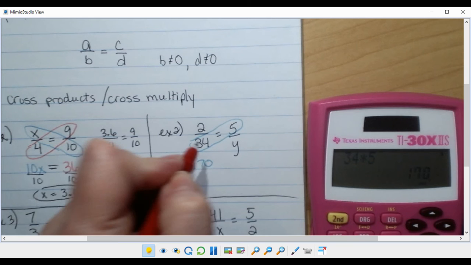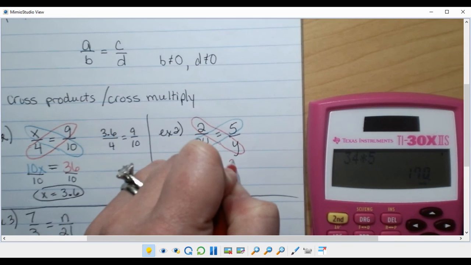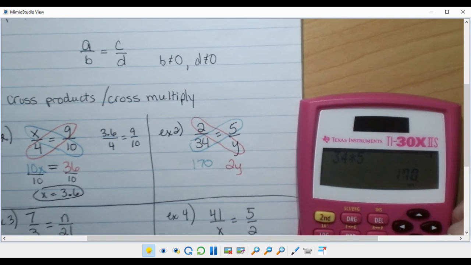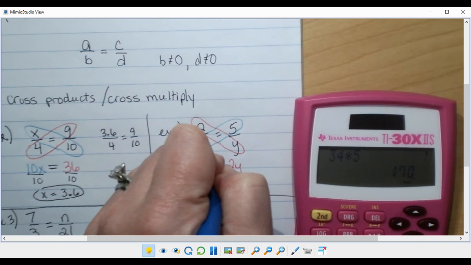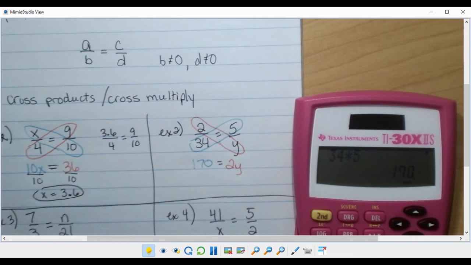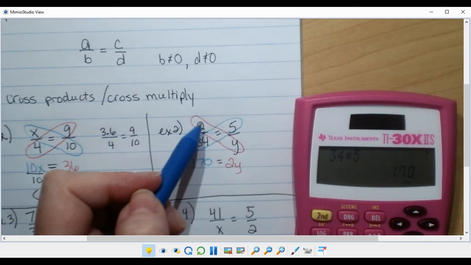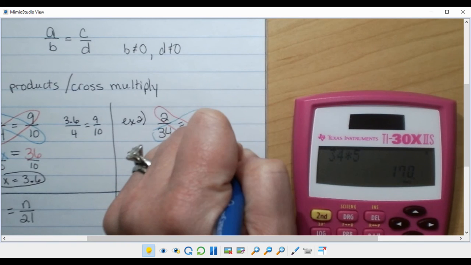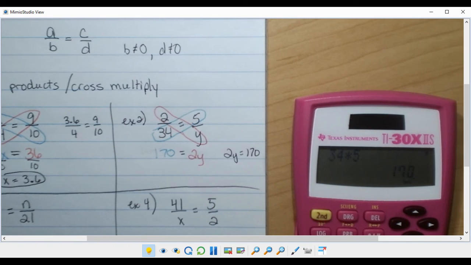And then we're going to go the other diagonal and get 2 times y. So now I have 170 equals 2 times y. What if I had done the 2y first and I had gotten 2y equals 170? Does not make a difference, because in both cases you're going to divide by 2. You'll get y by itself, and then it doesn't matter which side of the equal sign that y is on.